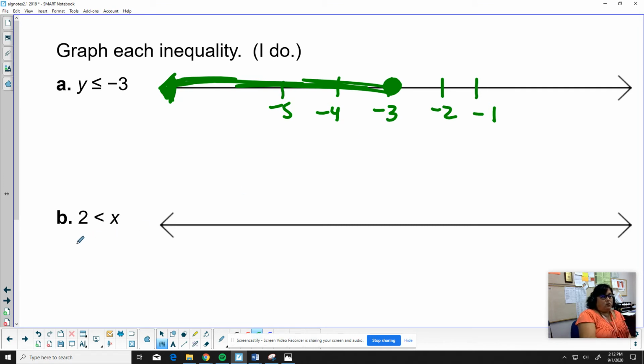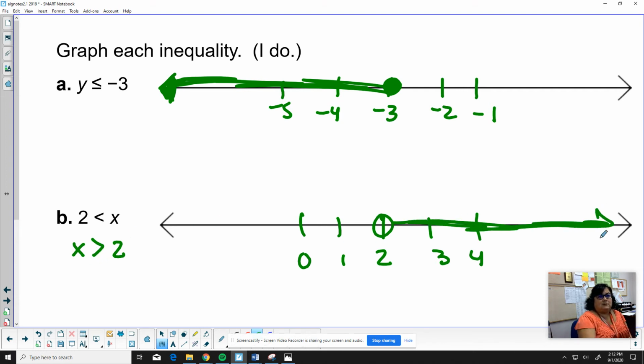This is in the wrong order, so I switch x and 2. Less than becomes greater than. 2 goes in the center, and it's open. So 3, 4, and back 1, 0. This is an open circle because there's no equals, and it says greater than, so I shade to the right.